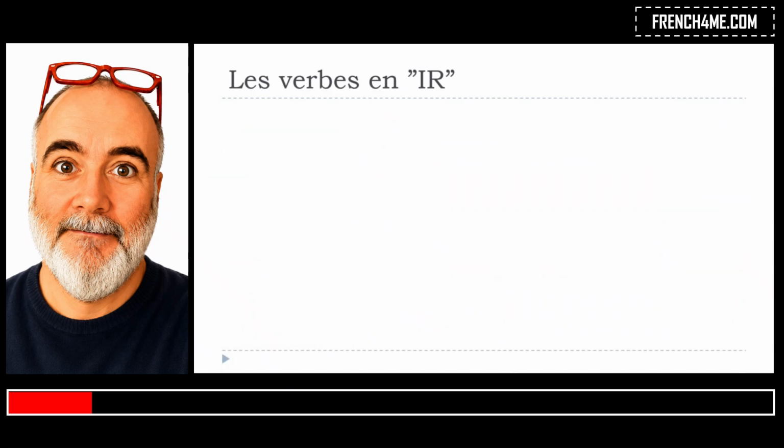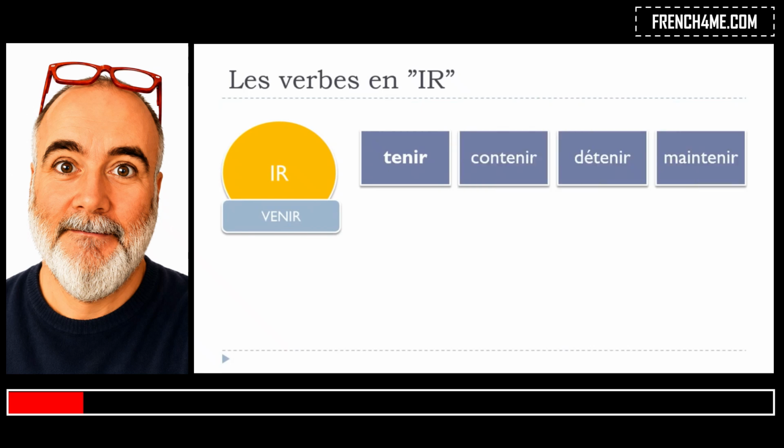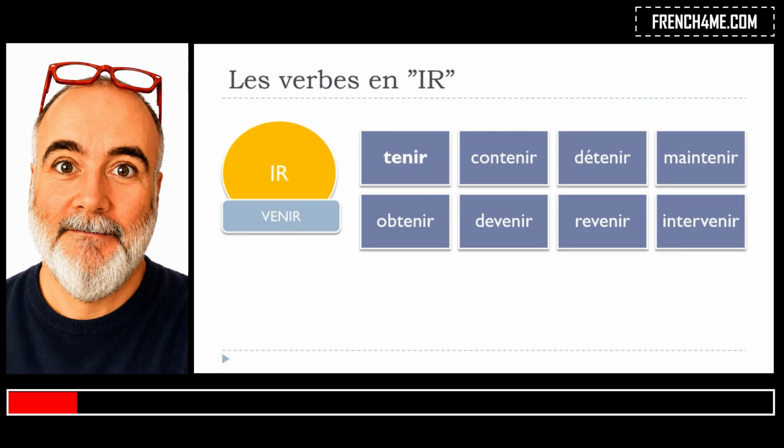And so let's see now the verbs that will actually be conjugated like venir, and we're talking about tenir, contenir, détenir, maintenir, obtenir, devenir, revenir, intervenir, se souvenir, and few others. Okay, so tenir, contenir, détenir, maintenir, obtenir, devenir, revenir, intervenir, se souvenir.